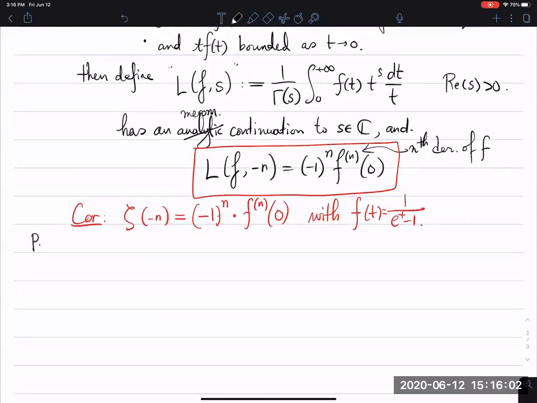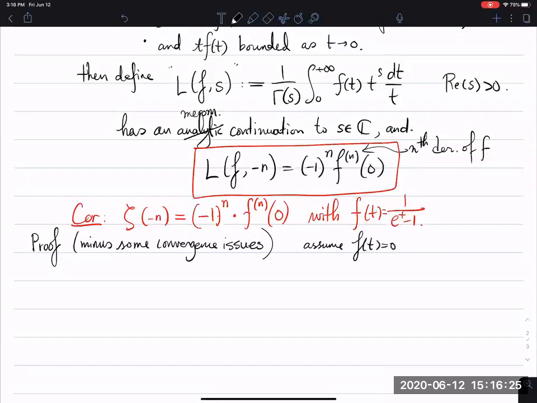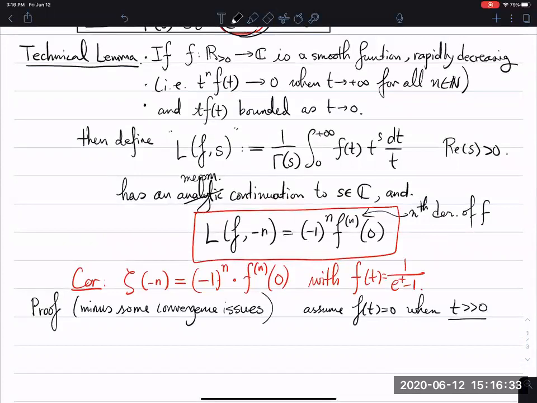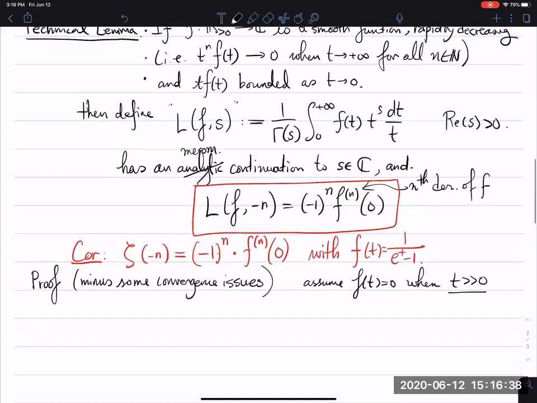Okay, so let's give a proof of this technical lemma. And of course, I have to skip some convergence issues. Since our topic is really about numbers, I'm going to be very loose on the analytic side. In fact, I'm going to assume that f of t is 0 when t is large enough. But this is okay. In general, all such f will be a limit of these things. You can modify the proof to make sure this is okay.